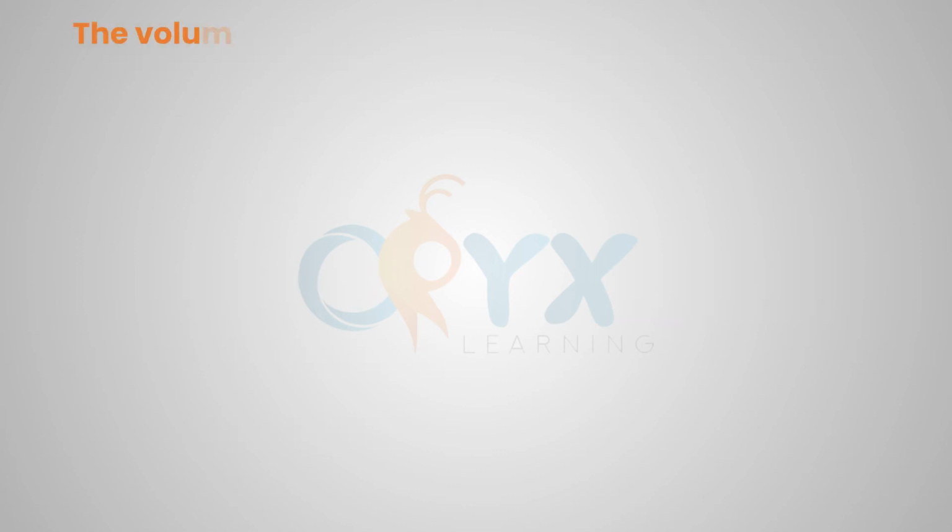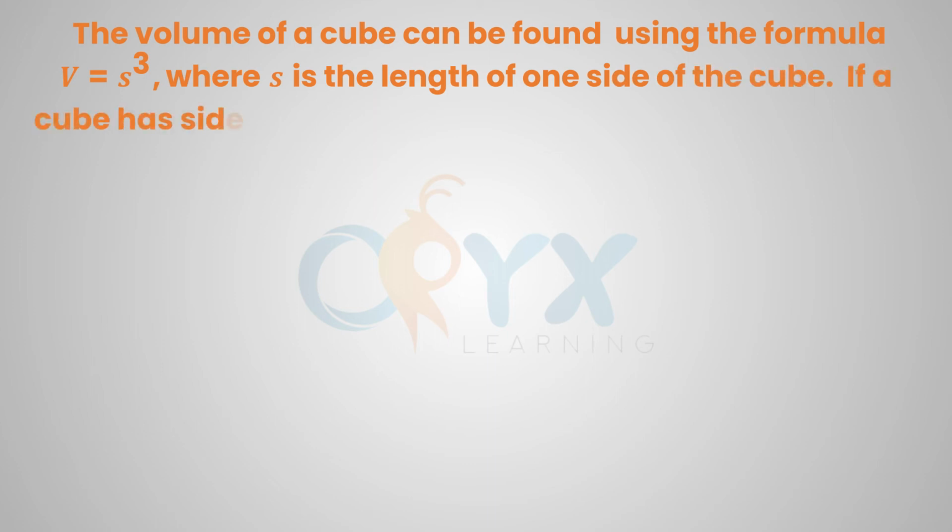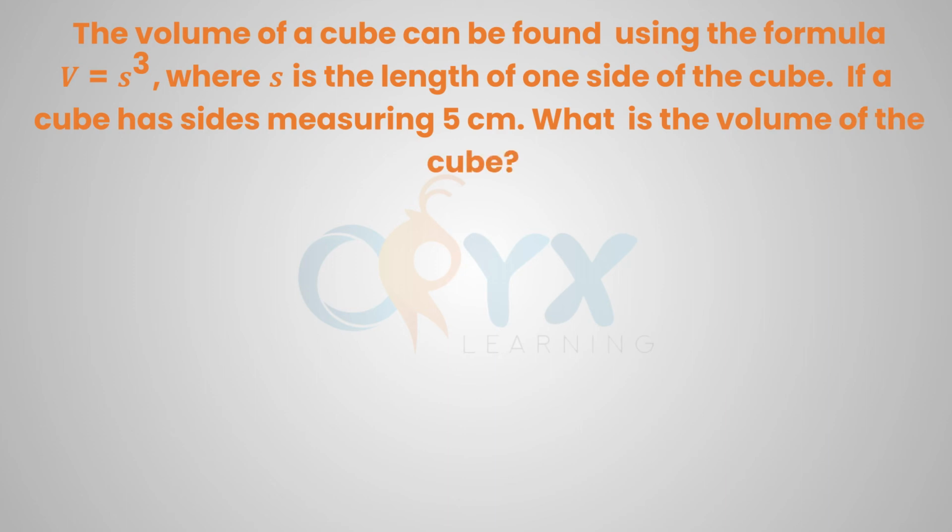Right, the volume of a cube can be found using the formula V equals S to the third, where S is the length of one side of the cube. If a cube has a side measuring 5 centimeters, what is the volume of the cube? Well, first we have to understand the volume formula for a cube. The volume of a cube is simply V equals S to the third, which they gave us in the problem, where S is the side length.